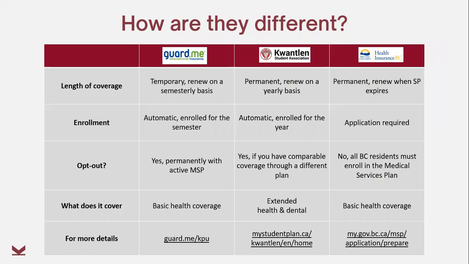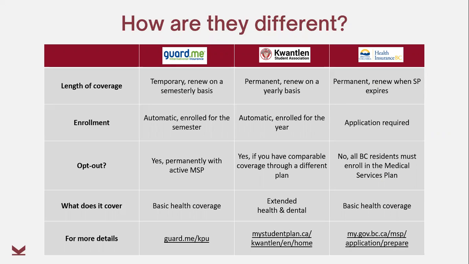So now that I've covered the different types of insurance, I just want to provide you with a quick summary of how they are different. You're welcome to pause on the screen and take a good look, okay? The three insurances that I just covered are GuardMe, KSA's Extended Health and Dental Plan, and also the BCMSP. As you can see here, they have different lengths of coverage.